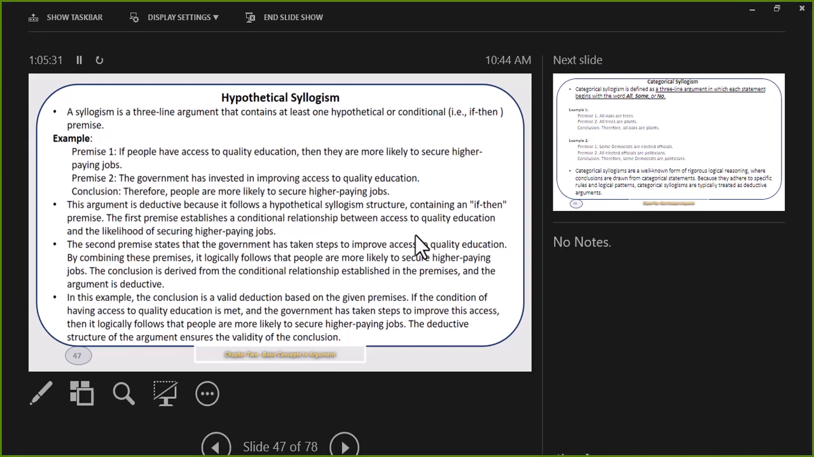What is syllogism? What is the word syllogism? Define the word syllogism. Who coined the word syllogism? Aristotle, right?